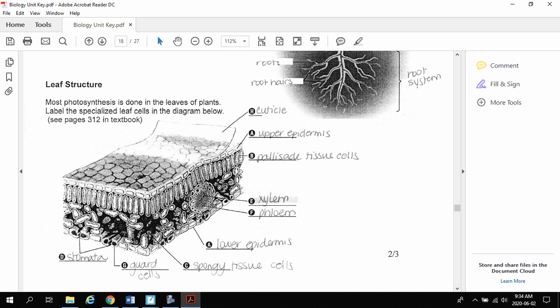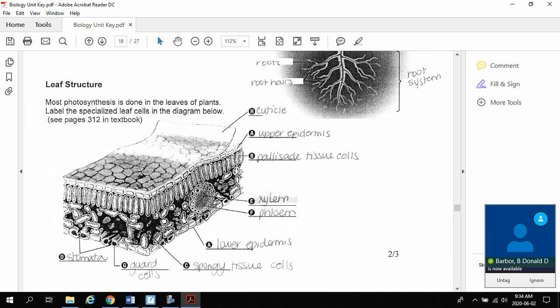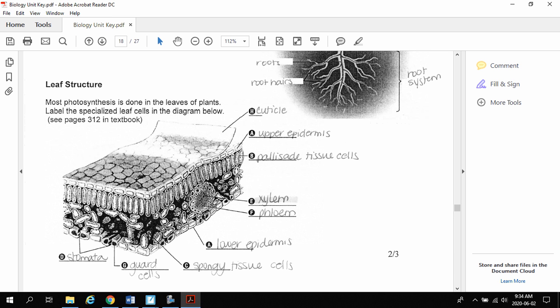The spongy tissue cells, so we had the palisade tissue cells that were right here, and they kind of look like bricks lined up. They're all tight together. And then the spongy tissue cells are a little bit less organized. So there's lots of air spaces in between them, and they're beneath the palisade tissue cells from the top. And then we have these parts. So these parts are the guard cells. And then this part is the stomata. And so the stomata is actually the opening between the guard cells.